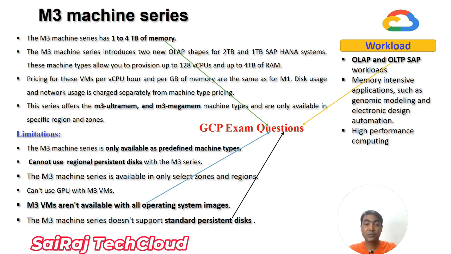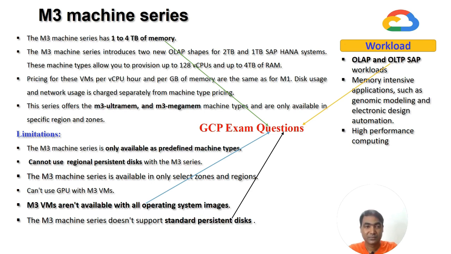Guys, now I hope you can understand the memory optimized machine types in Google Cloud Platform, and that the memory optimized machine family has three machine series like M1, M2, M3 series.